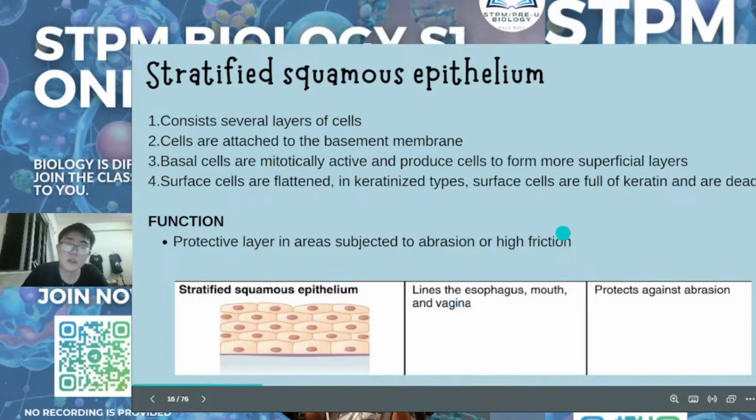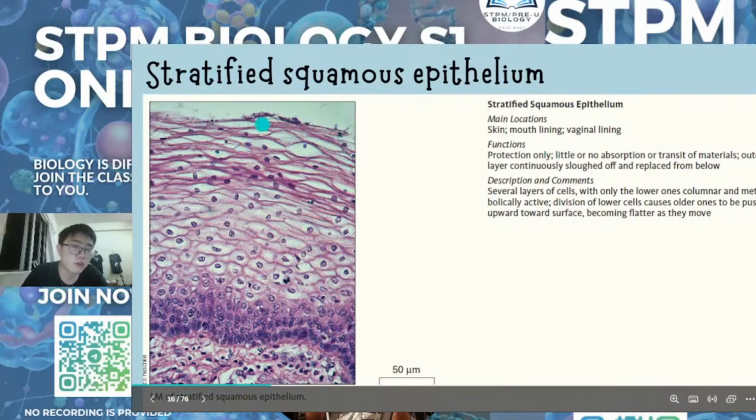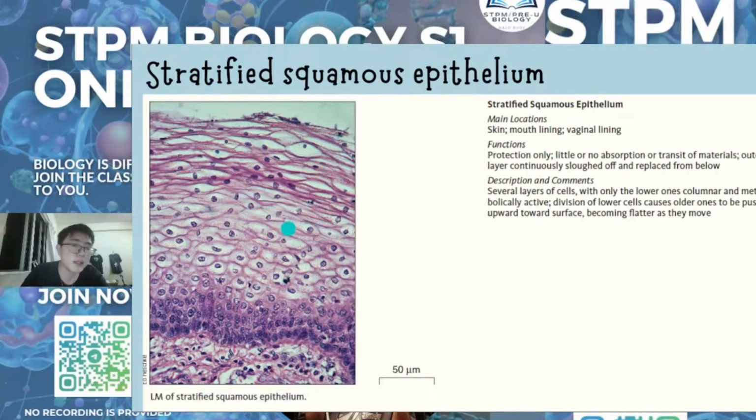Okay, so that's all. And then this is the microscope structure. If you see here, it has many layers. If you see the surface layer, the lower cells cause older ones to be pushed upward toward the surface, and they become flatter. So the surface structure is flat compared to the bottom one. The surface is very flat.